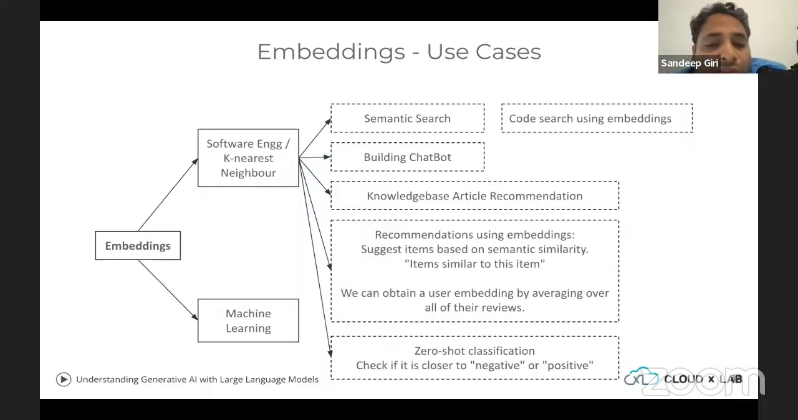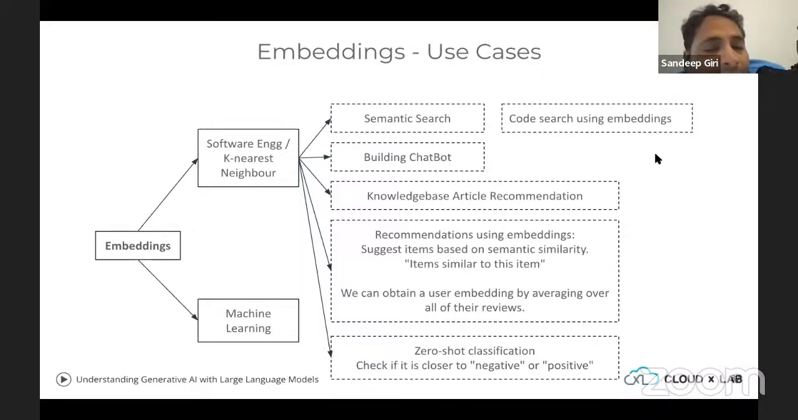Then you can do zero-shot classification. You can just compare the embedding to see whether it's closest to a negative word or a positive word. So you find the embedding of negative, you find the embedding of positive, and whatever sentence somebody gives, convert that into an embedding and find the distance between this sentence and negative and this sentence and positive, and figure out whether this sentence is closer to negative or positive. That's called zero-shot classification.